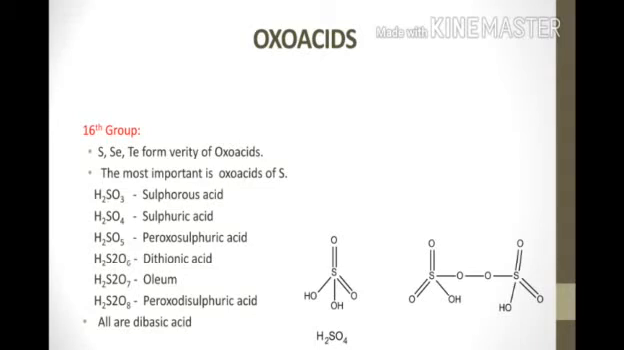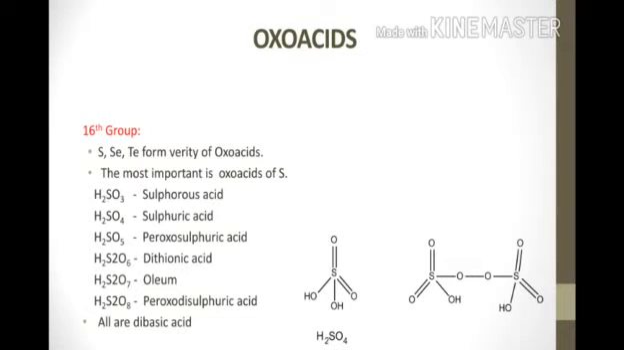Next we are moving to the oxo acids of 16th group elements. Here sulfur, selenium, tellurium form a variety of oxo acids. The most important oxo acids from this group are the oxo acids of sulfur. We can go into them one by one. The first one is H2SO3, sulfurous acid.